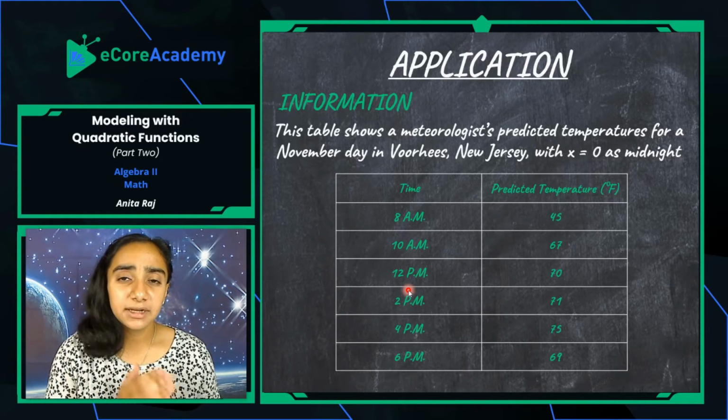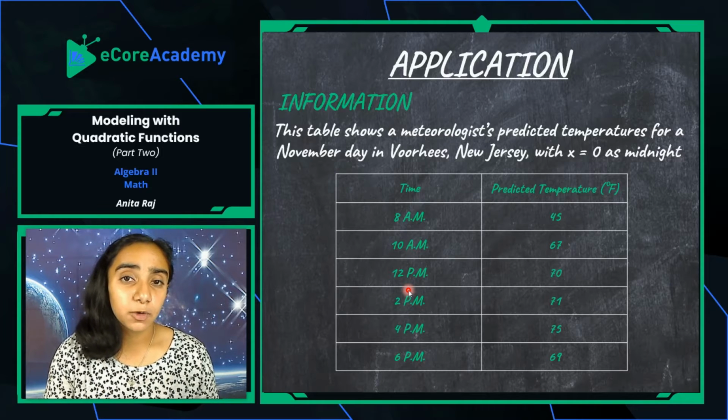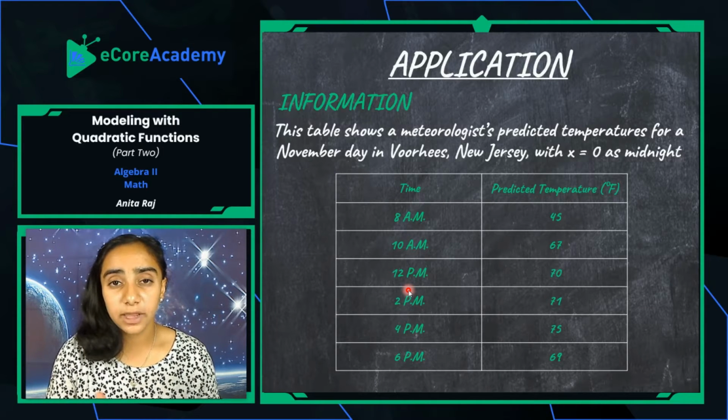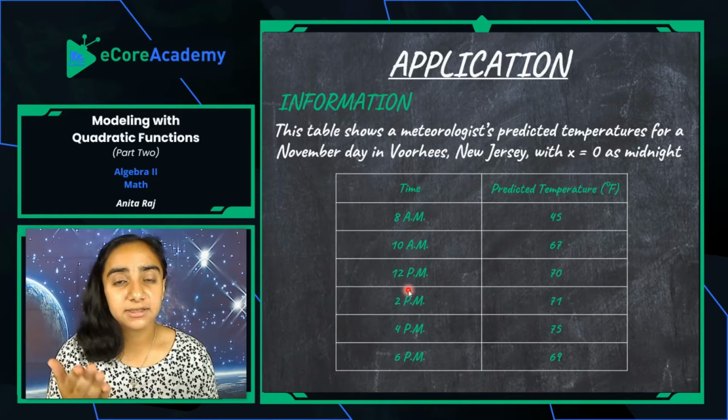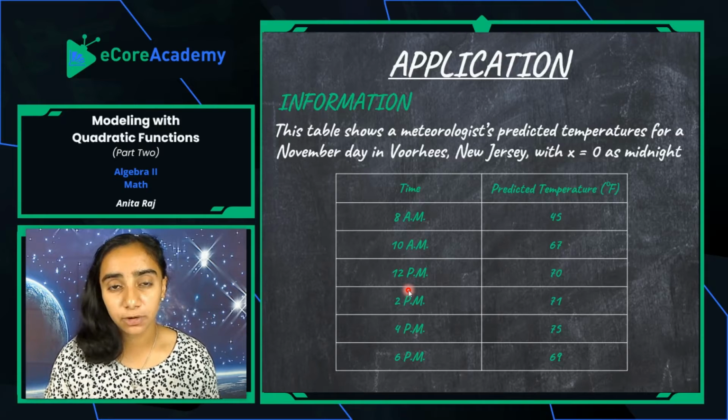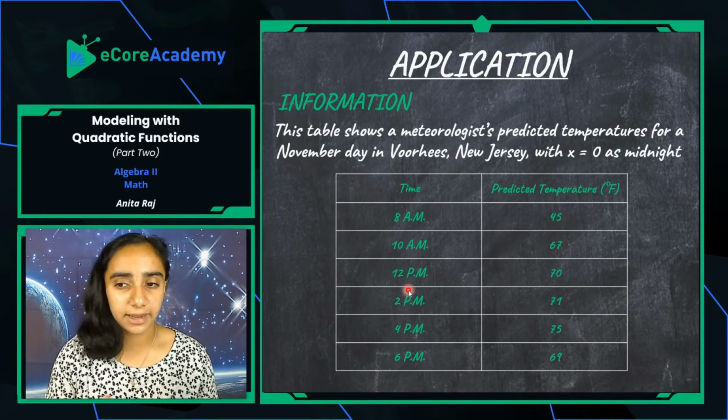So if midnight is 0, then 1 a.m. would be 1, because it's 1 hour away from midnight. Or if we're talking about 1 p.m., well, 1 p.m. is 13 hours away from midnight, so we wouldn't put 1 in as the x-coordinate. We'd be putting 13 in. So that's what x equals 0 as midnight means.